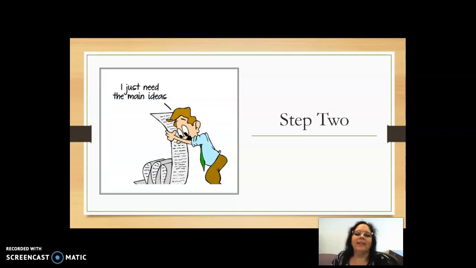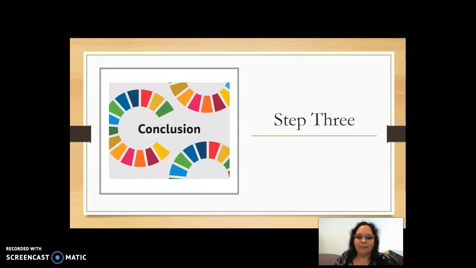Step 2, just the main ideas. You don't want all those examples, all of those finite details. You want just those main points. So specific dates, probably not important. Specific scenarios, specific examples, those sorts of things. You don't need all that, just the main points that they're trying to get across.